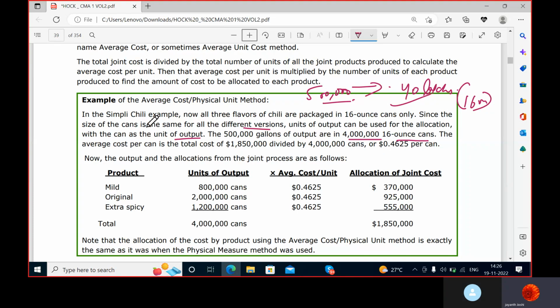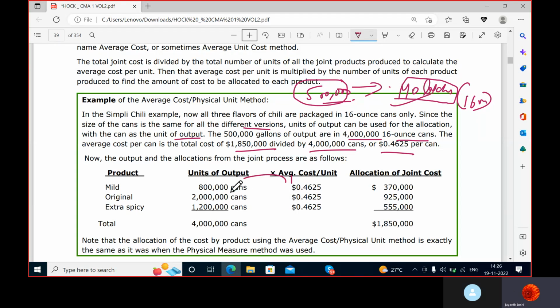So this is the quantity you have, and now you want 16-ounce cans. Each can is 16 ounce, no other option. So you require this many cans to fill this entire quantity. The average cost per can is the total cost divided by this. Of course, the average cost is this. So now you have to multiply the average cost with output.